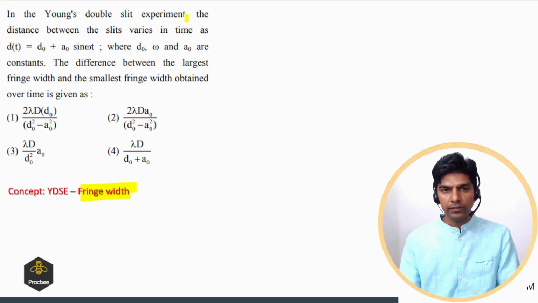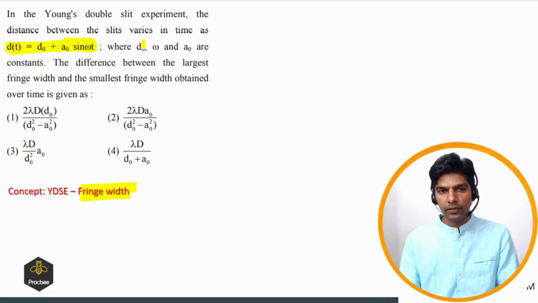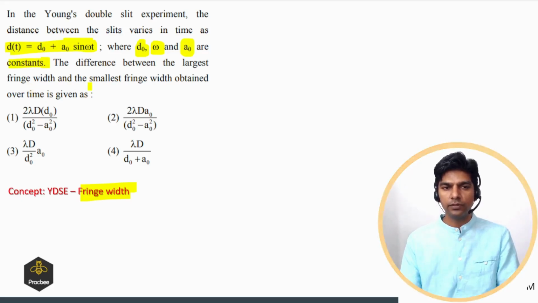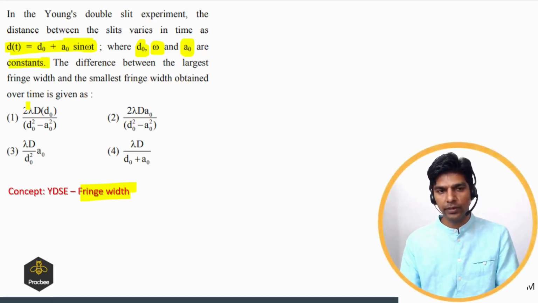In a YDSE experiment, the distance between the slits varies in time as a harmonic function, where d naught, omega and a naught are constants. So the distance between the slits is varying. The difference between the largest fringe width and the smallest fringe width obtained over time is given as. Okay, so we have to find the difference between beta max and beta min.